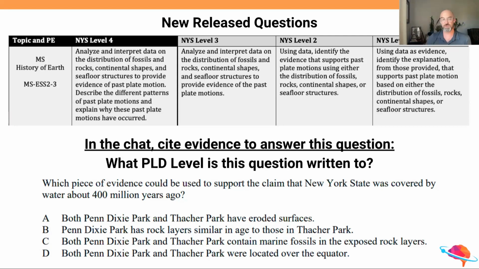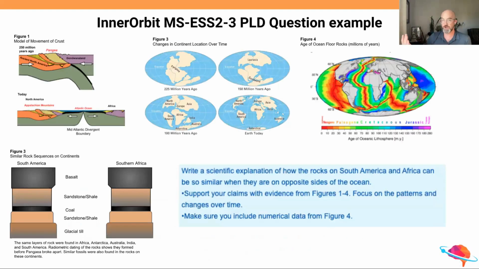So I also want to walk you through another one of our questions. This is an inner orbit question. You may not be familiar with this, but we give students a bunch of context about the African and South American plates. We give them all this data over the course of a phenomena, and we say, write a scientific explanation of how the rocks on South America and Africa can be so similar when they're on opposite sides of the ocean.